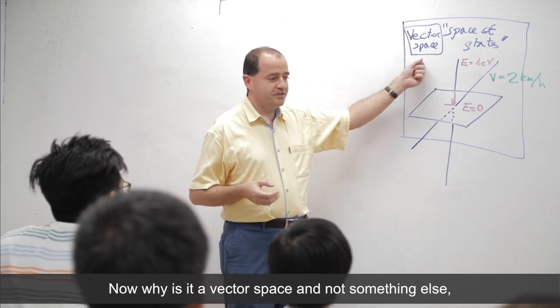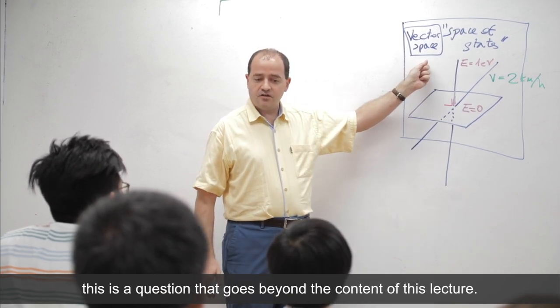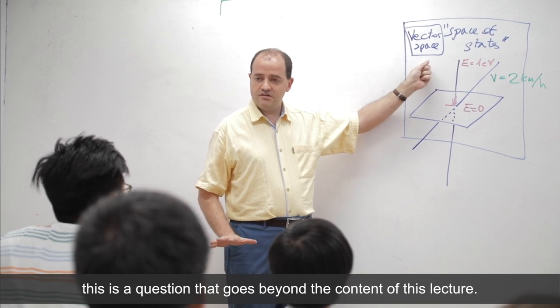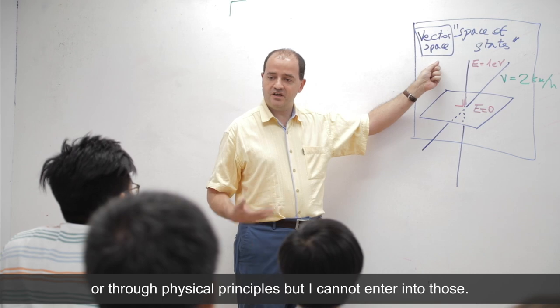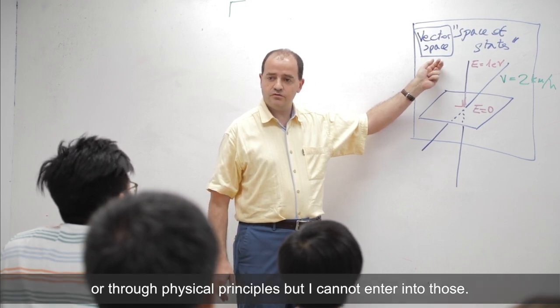Now, why is it a vector space and not something else? This is a question that goes beyond the content of this lecture. Some people have tried to approach it through axiomatics or through physical principles, but I cannot enter into those.